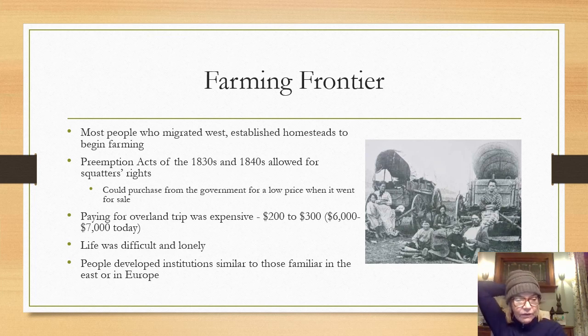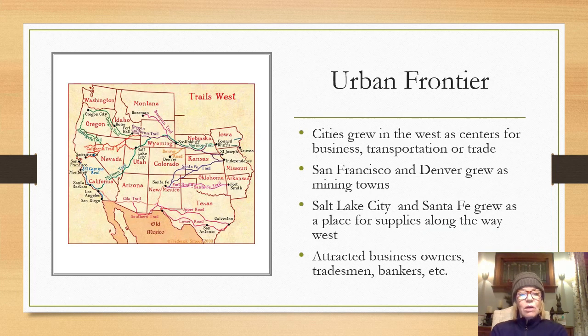Life was very difficult, and as a result, when they get there, they develop these institutions to make it easier for them to live and function at the other end, right? So they replicate things that they were familiar with in the eastern part of the United States or in Europe. All right, and then we start to see the emergence of cities.